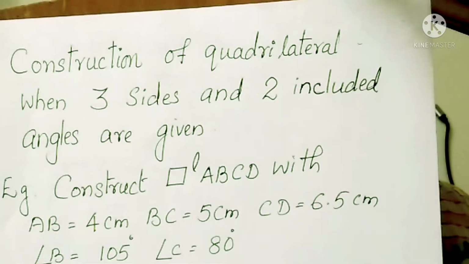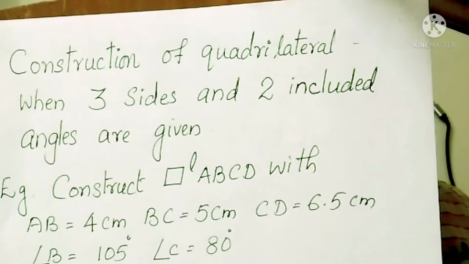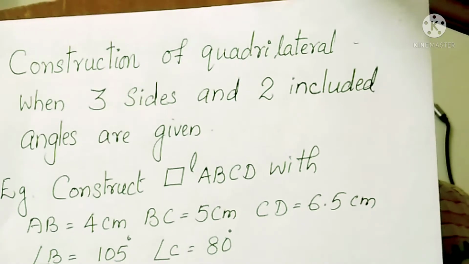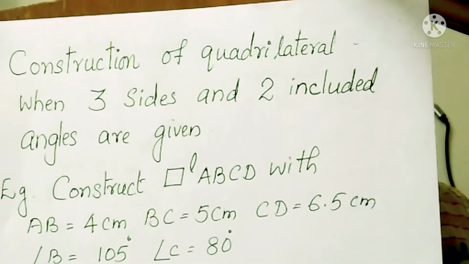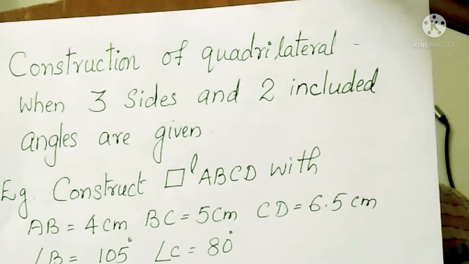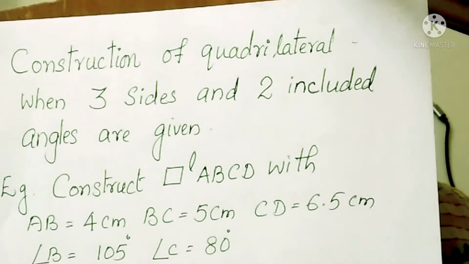Hello dear students. In the previous class we learned to construct quadrilaterals when two adjacent sides and three angles are given. Now today we are going to construct quadrilaterals when three sides and two included angles are given. Included angles mean the angles between the given two or three sides. Okay. Now let us see one example.